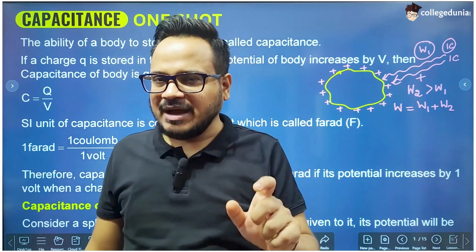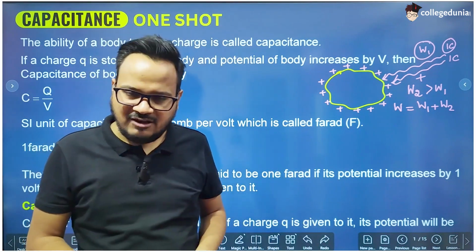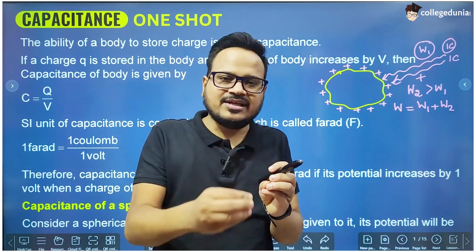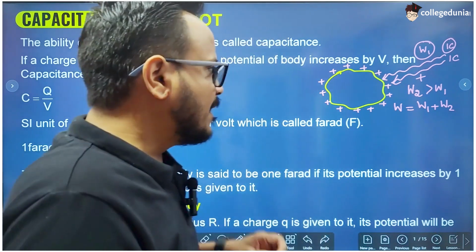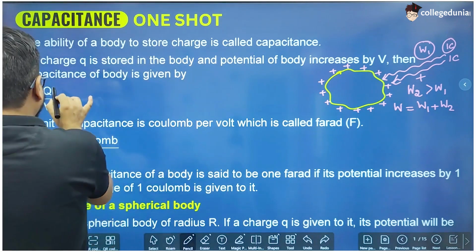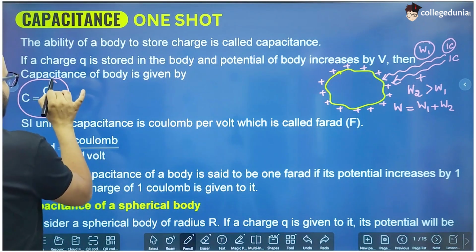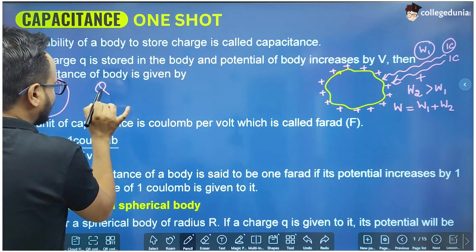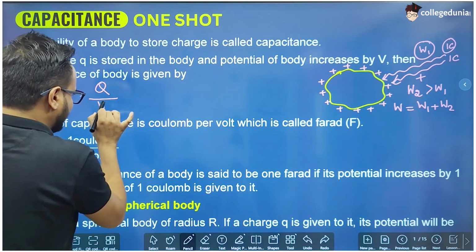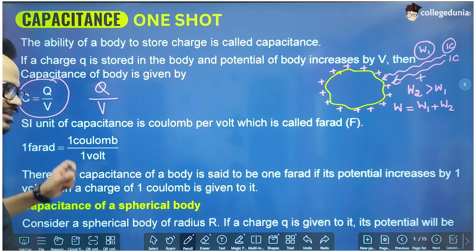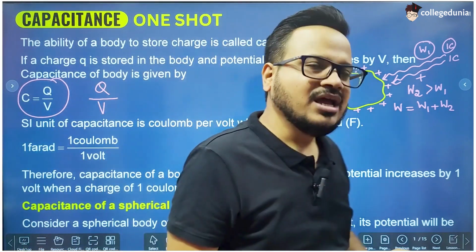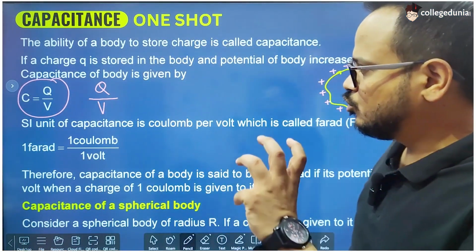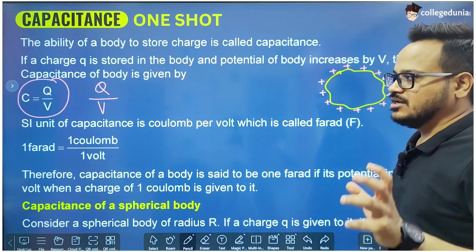So a body is capable of storing more charge if its potential increases by smaller amounts when some charge is given to it, right? So the capacity of a body is given by Q by V. Q should be very large and V should be very small. That body is capable of storing charge more easily and to a much greater extent, right?